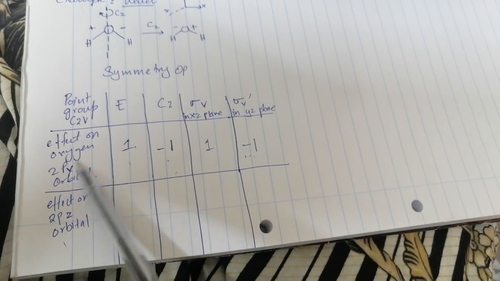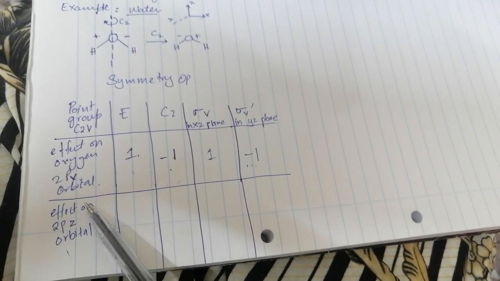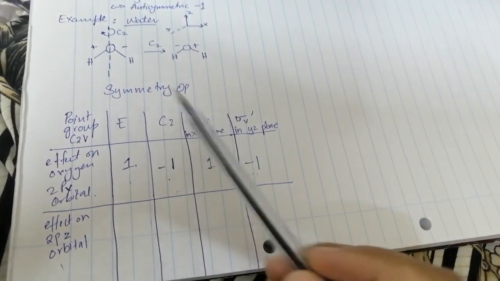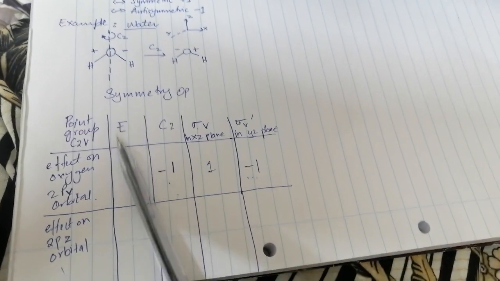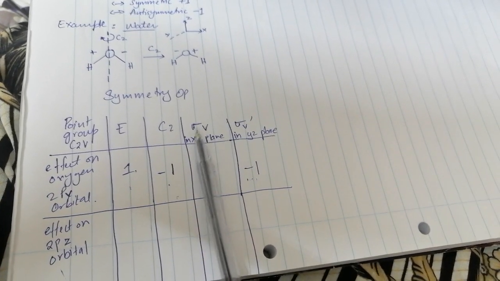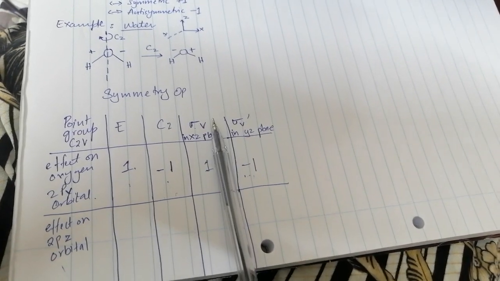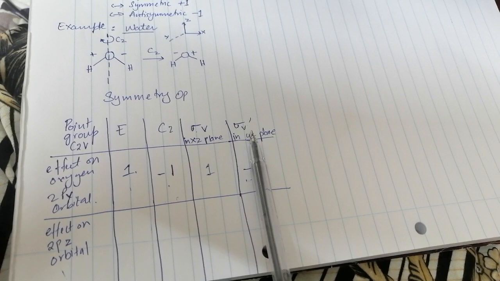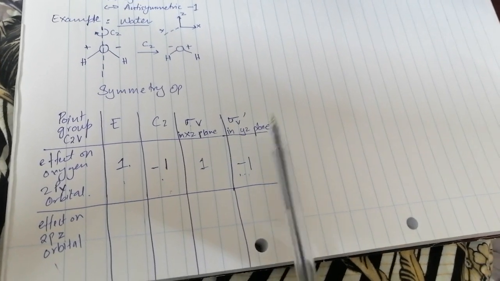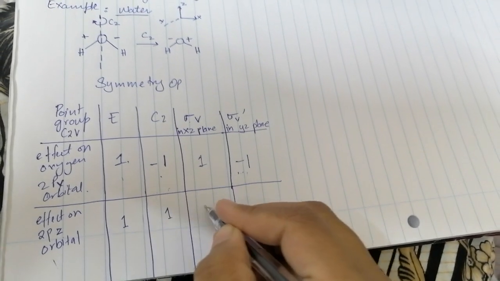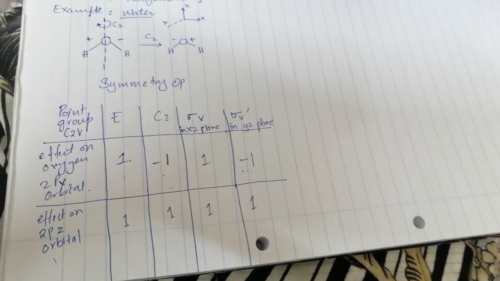Now that we know the effect on the oxygen px orbital, we can do the same for the 2p-y orbital and for the 2p-z orbital along the z axis. We can perform the identity operation and see what happens, then C2, then the vertical mirror plane in the x and z plane, and then sigma V prime in the y and z plane. What will happen? The orbital in each operation will remain unchanged, so we give this a character of 1.